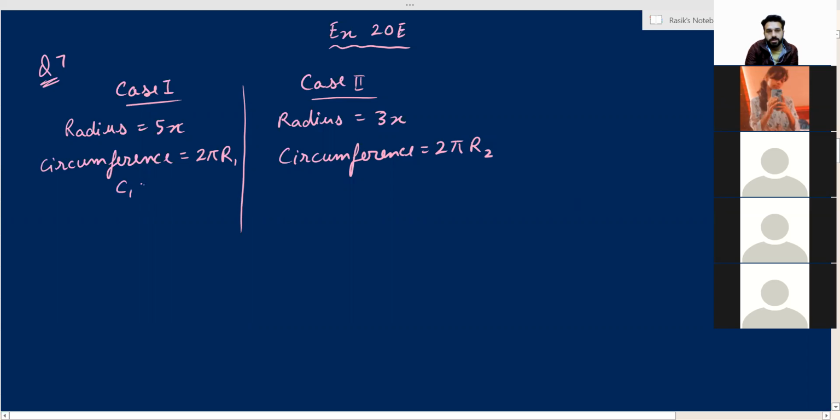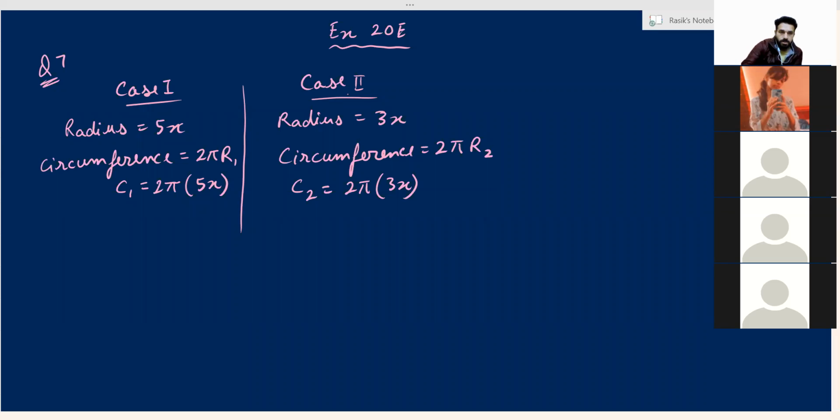Now C1, circumference of first circle, is equal to 2 pi into 5x. Let's put R1 equals 5x. Radius of the first circle is 5x. And C2 is 2 pi into 3x. Are you all getting it till here? Any doubt till here in the question? No, sir, no doubt.